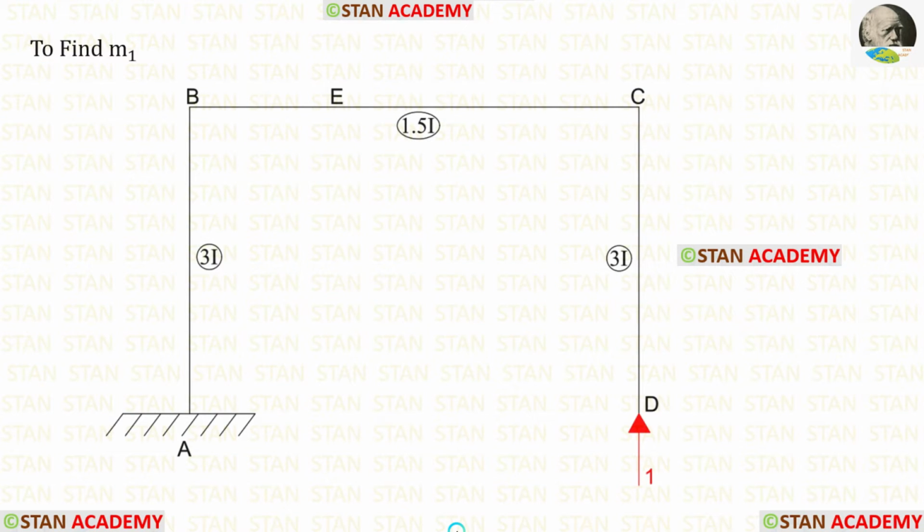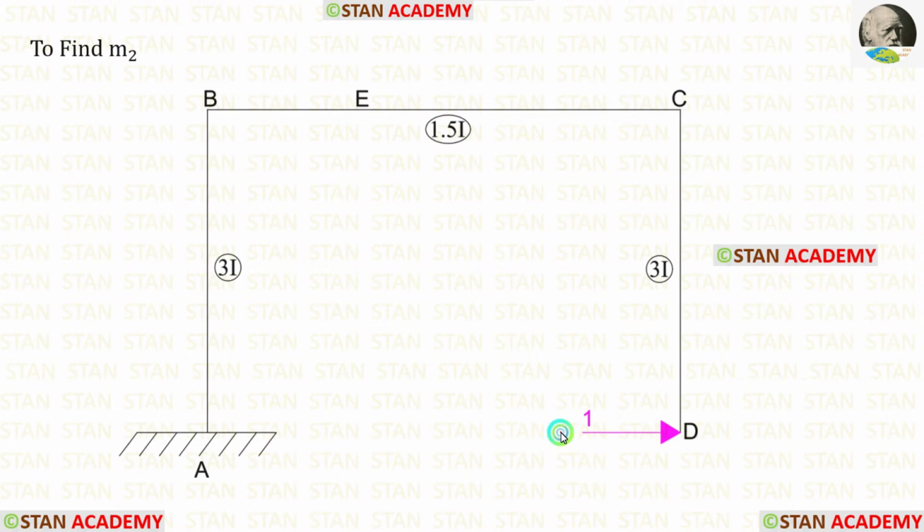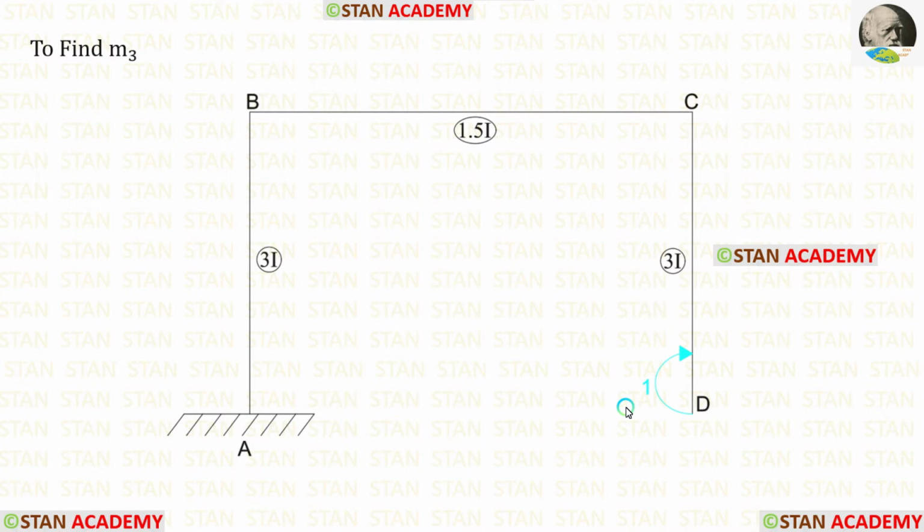Then we have to remove all of the loads, apply a unit load in the first coordinate and find the moment m1. Then we have to apply the unit load in the second coordinate and find the moment m2. Finally, we have to apply a unit moment in the third coordinate and find the moment m3.